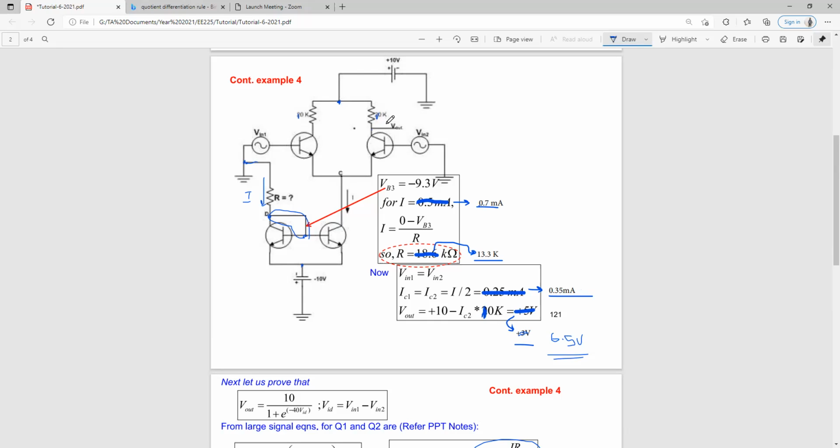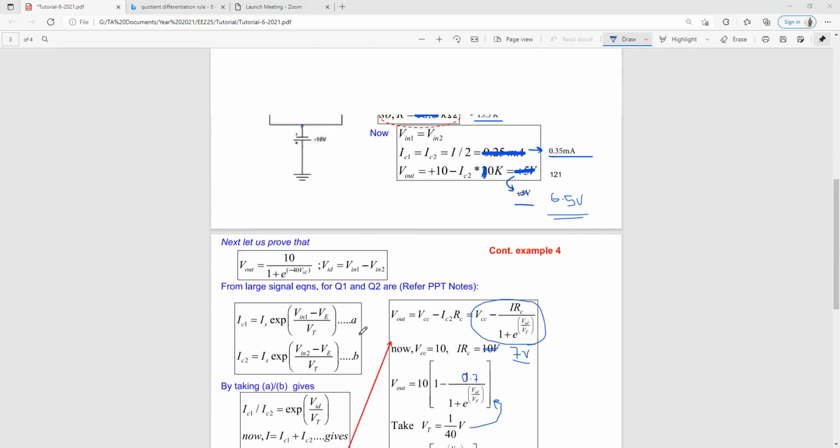Remember, in your question it is 10. In the lecture slide it is 10, 20 kilo ohms. So we'll be using 10. IC2 times 10 kilo ohms: if you evaluate using this I value of 0.35 milliamps, the equation becomes 10 minus 0.35 milliamps times 10 kilo ohms, which gives us the output voltage as 6.5 volts. Okay, is that clear? So you get that solution, right?